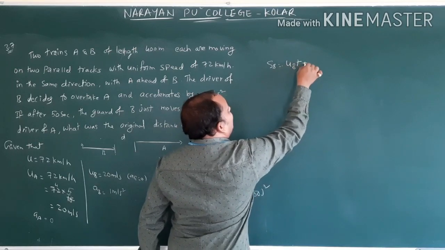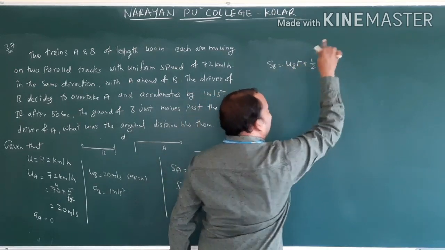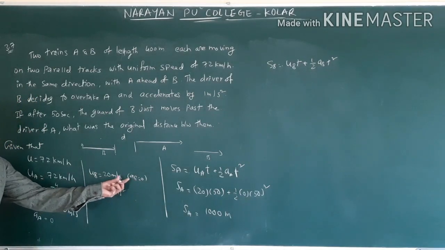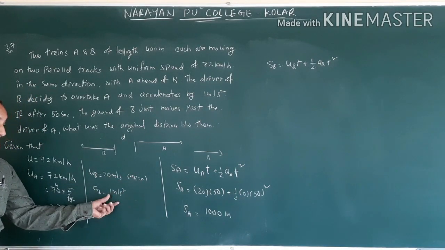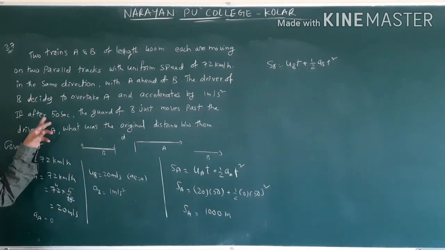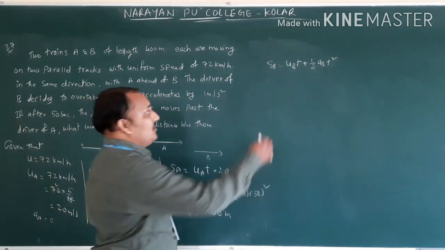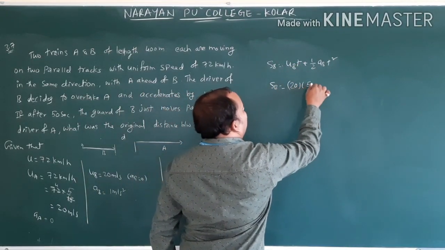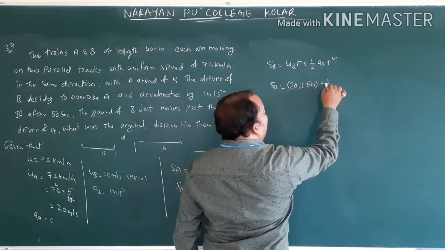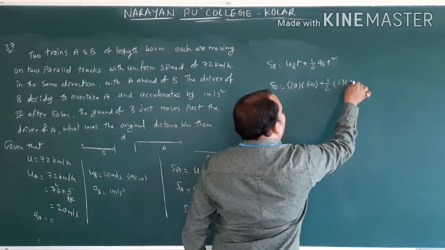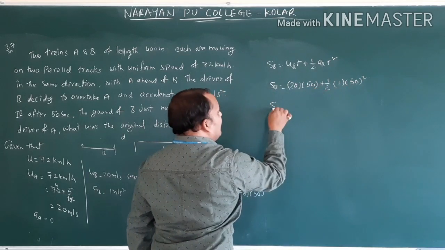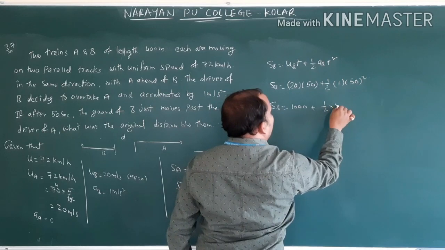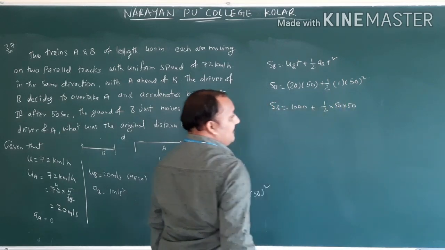So S equals UT plus half of AT square. Initially B is also moving with acceleration 0, but he accelerated by 1 meter per second square. Now what is the acceleration of B within this 50 seconds time? 1. So substitute here. SB is equal to UB, what is UB? 20, within the same time 50, plus half. What is AB? 1. So 50 square. So SB is equal to 1000 plus 1 by 2 into 50 into 50.